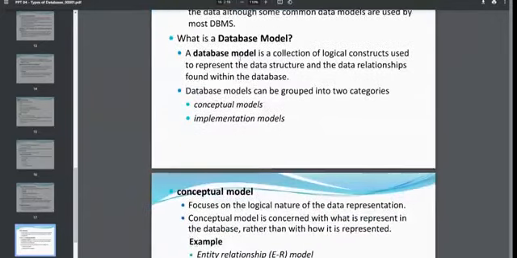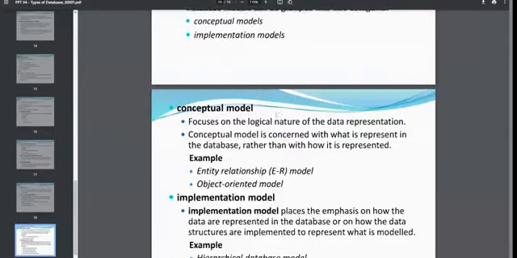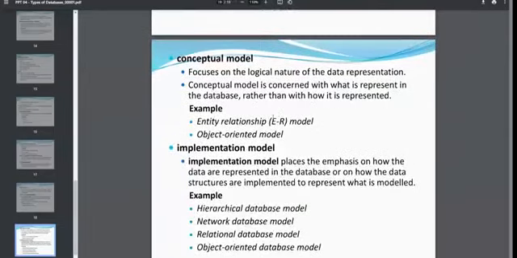Finally it comes to database models. What is a database model? A database model is a collection of logical constructs used to represent data structure and the relationships found within the database. Database models can be grouped into two categories: conceptual models and implementation models. So what is called a conceptual model? You can see these examples.